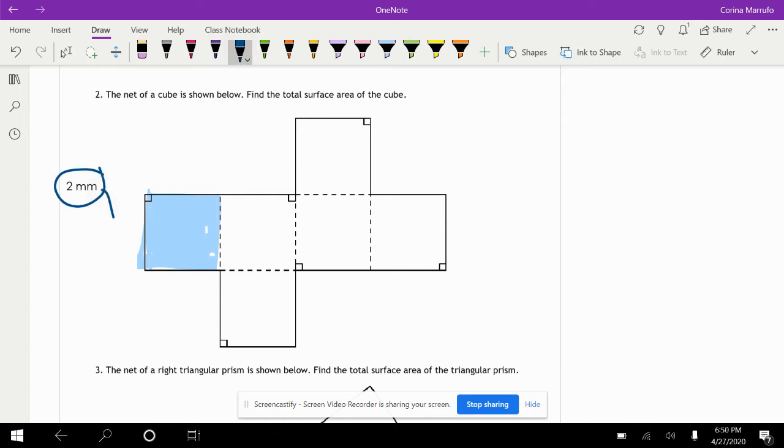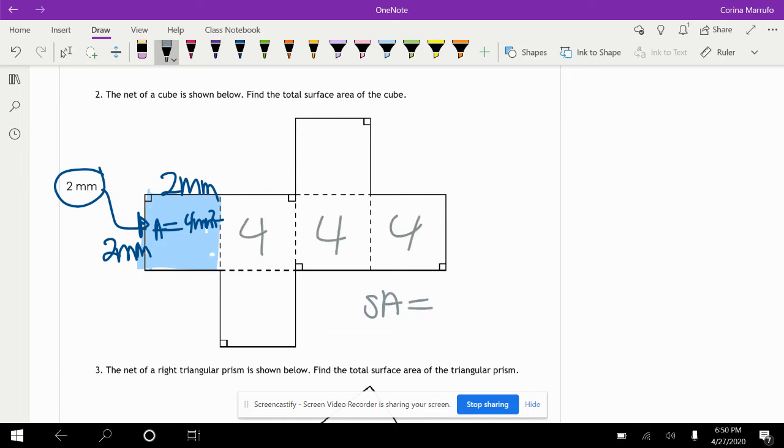Now, I believe this 2 millimeters was supposed to go right here. It probably shifted. So that means that each square is 2 millimeters by 2 millimeters. So to find the area of this square, we do 2 times 2, and that means that the area of each square is 4 millimeters squared. So for our total surface area, since all of the squares are 4, 4, 4, 4, and 4 millimeters squared, we're going to do 4 times 6 because there's a total of 6 squares. And that is going to give us 24 millimeters squared.